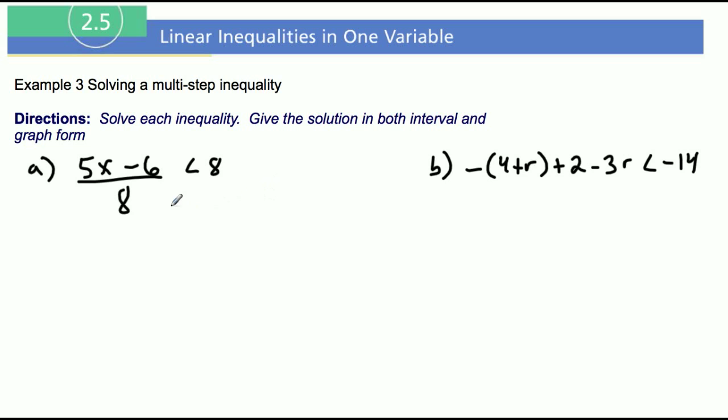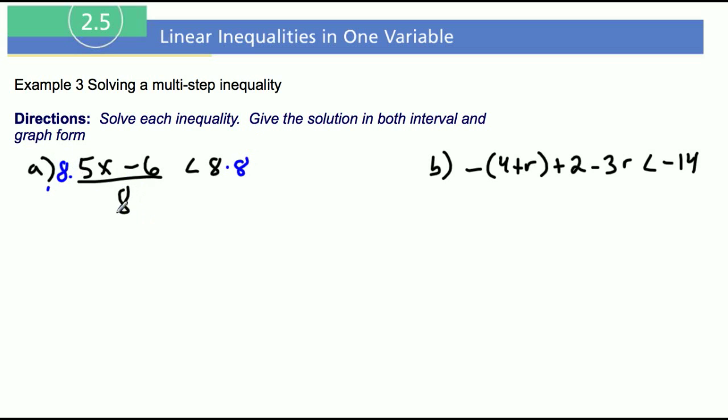Alright, so we want to go ahead and take a look at this one right here. We want to solve this inequality. So let's start right now. Let's get rid of this 8 in the denominator by doing its opposite operation. The operation that the 8 is doing is dividing, so I'm going to multiply both sides by 8.